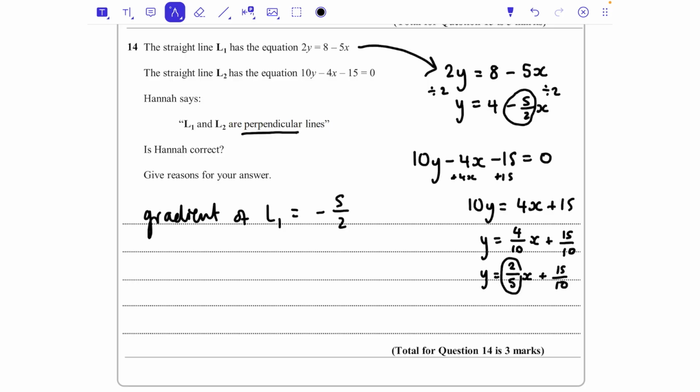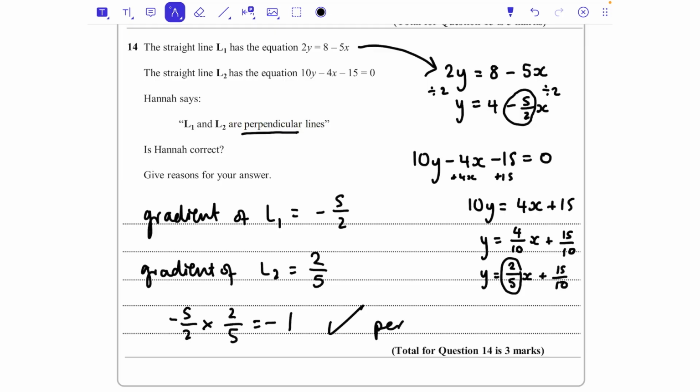So now we can see that the gradient of L2 is positive 2 over 5. And since they multiply, that's probably the easiest way to check, that they multiply to equal -1, we know that they are perpendicular, but you could also say that one is the negative reciprocal of the other, so negative reciprocal. So yes, they are perpendicular.